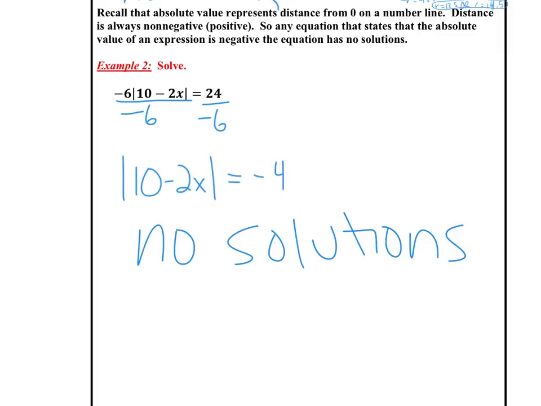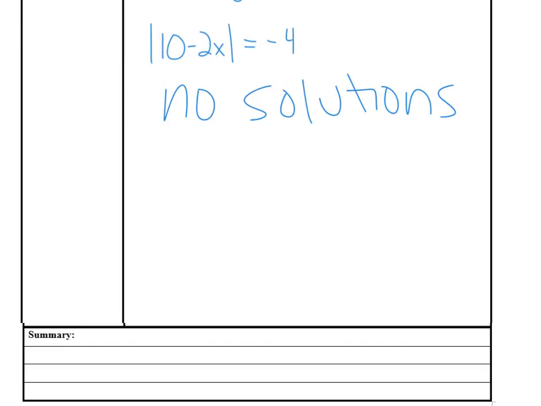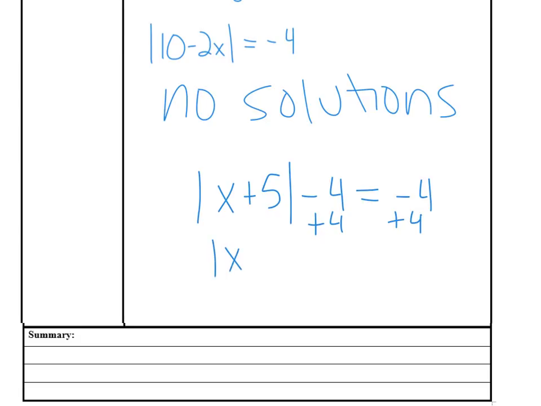There's one more example that isn't on here that it might be good if it was, and it would say, how about the absolute value of x plus 5 minus 4 equals -4. Let's make this our example. I need to get rid of a subtracted 4 first, so I need to add 4 on both sides. Then it would say the absolute value of x plus 5 equals 0.